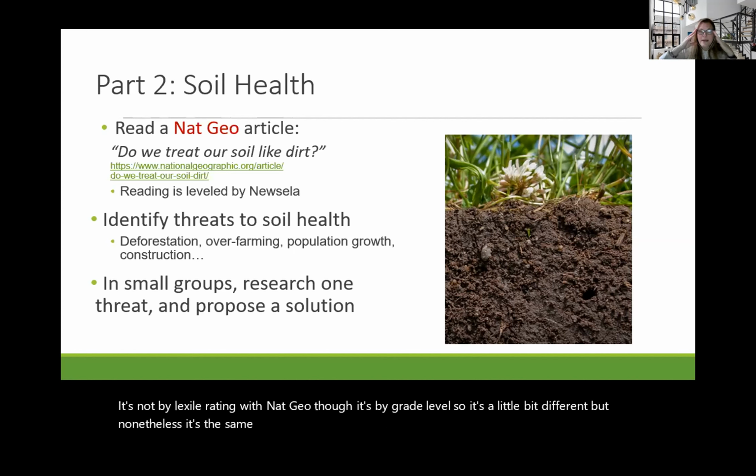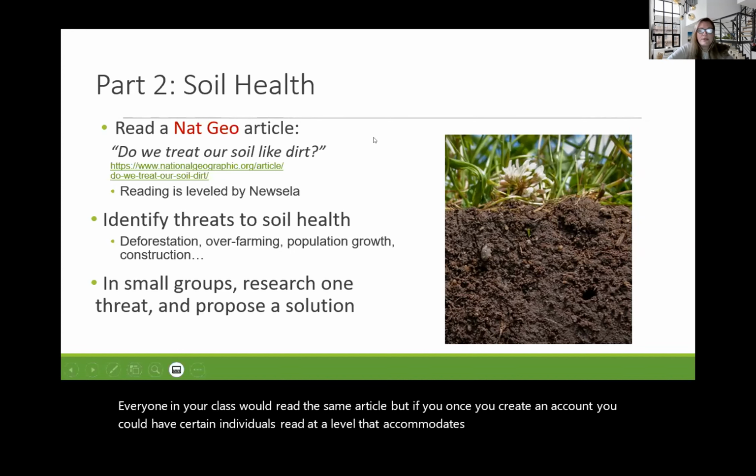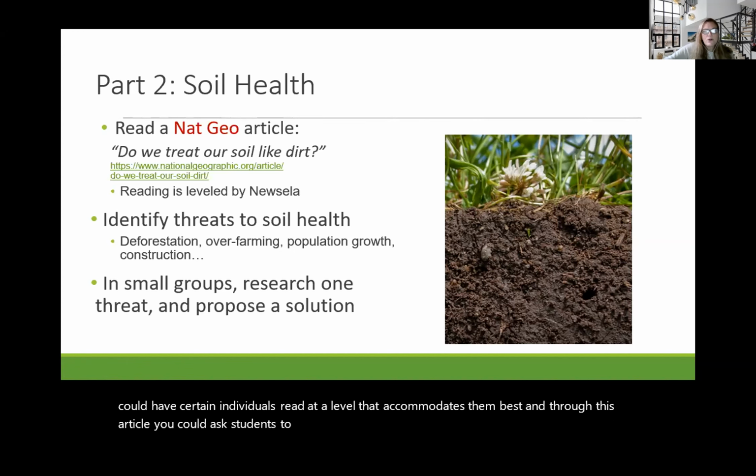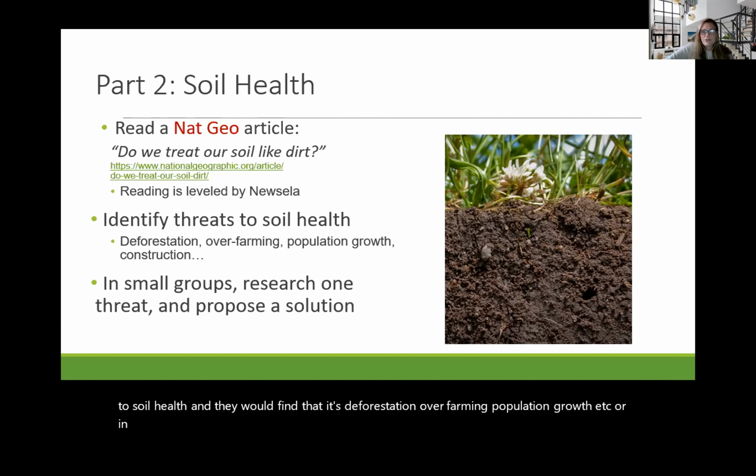It's the same idea that everyone in your class would read the same article, but once you create an account, you could have certain individuals read at a level that accommodates them best. And through this article, you could ask students to identify, after reading, threats to soil health, and they would find that it's deforestation, over farming, population growth, etc. And or in small groups, you could have them research one of those particular threats in more detail and propose a possible solution.